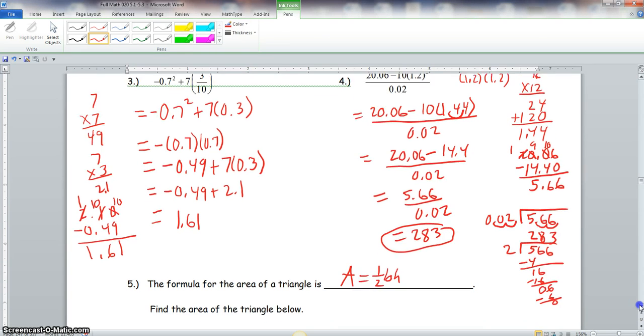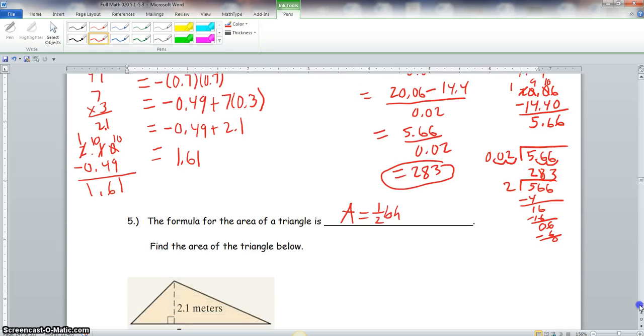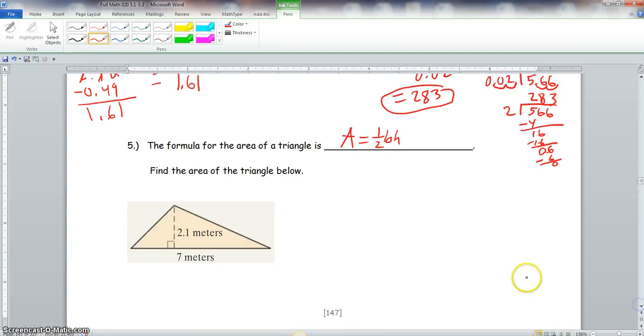Now, we scroll down here to number 5. Now we're dealing with the formula for area of a triangle. Now, that formula is A equals half of the base times the height. Find the area of the triangle. So what we have to do is substitute here. So we have our area is equal to 1/2. Now the base is this here, which is the 7 meters. So it's times 7 meters. And then the height is 2.1.